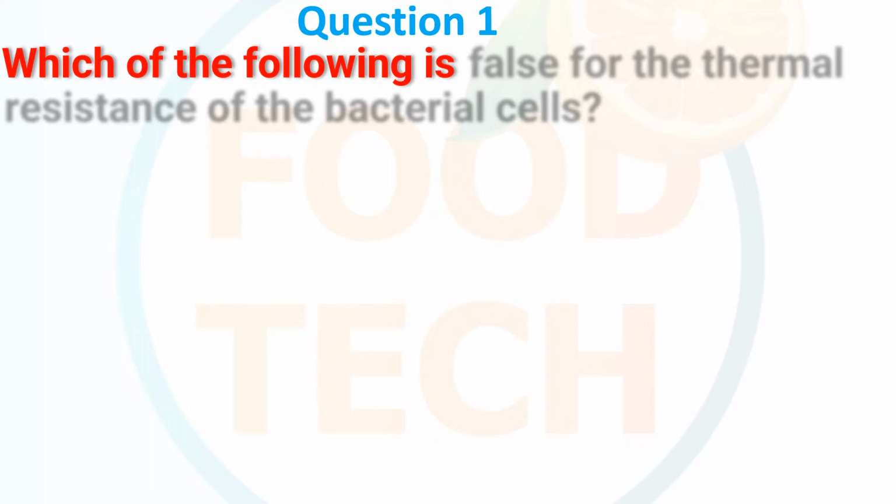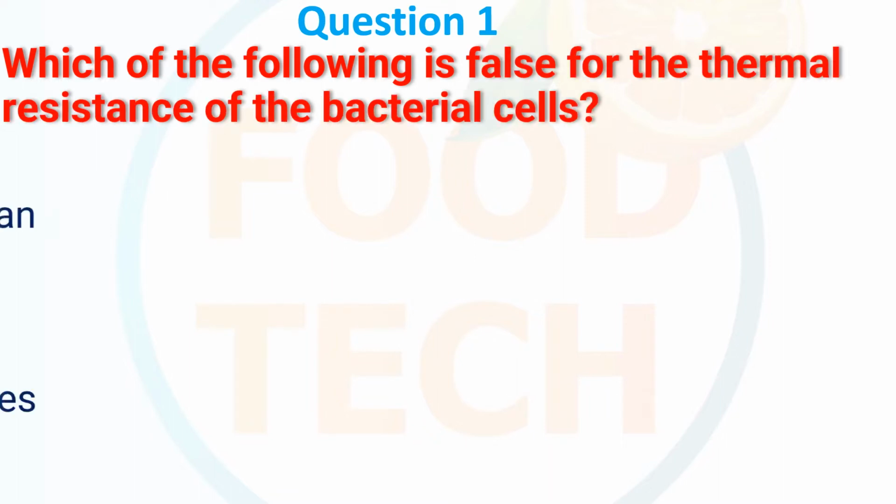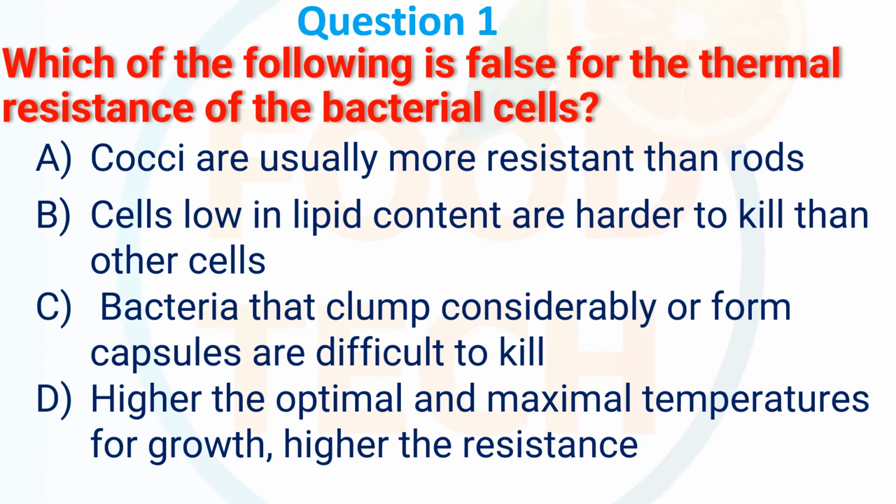Which of the following is false for the thermal resistance of the bacteria cell? A. Cocci are usually more resistant than rods. B. Cells low in lipid content are harder to kill than other cells. C. Bacteria that clump, or have a capsule, are difficult to kill. D. The higher the optimum and maximum temperature for growth, the higher the resistance. The answer is B. Cells low in lipid content are harder to kill than the other cells.